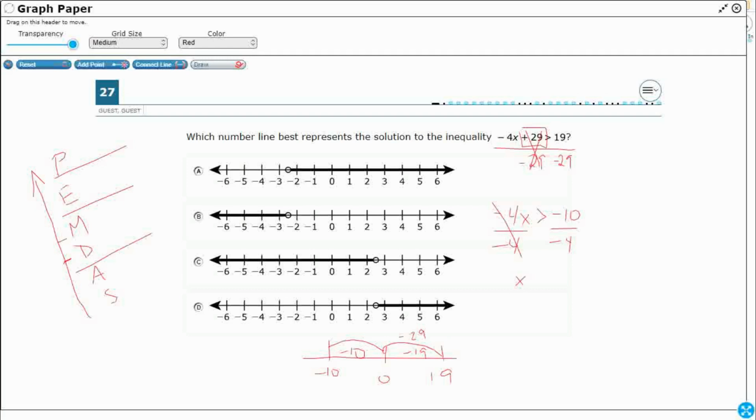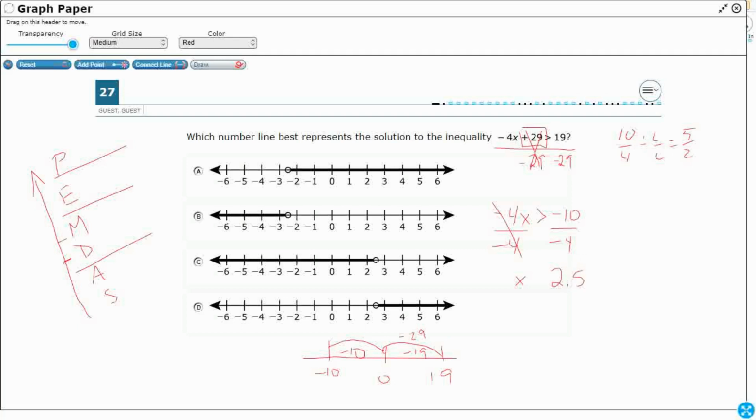Now, here's where it's going to get tricky. First, let's see what negative 10 divided by negative 4 is. We know that the two negatives are going to make a positive, so really it's just 10 divided by 4. So let's simplify it, divided by 2, because it's a really simple fraction. That's going to be 5 halves. Okay, so 2.5. But here's the tricky rule.